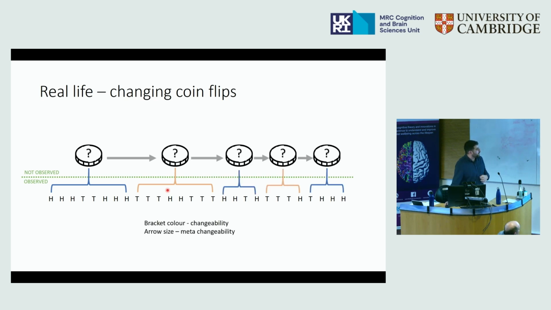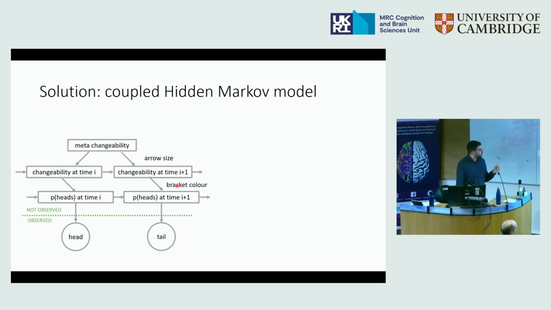And finally, you might also infer that this switching between p heads being high to p heads being low seems to happen at different rates during the course of these trials. So the fact that the brackets are different color, this orange and blue, indicates that there's some changeability. And we can define this meta-changeability based on the arrow size. So how often do the brackets go from blue to orange? Now, to formalize this in a graphical model, which is a little bit of a wordy one at the minute, but bear with me, we can see that from what we observe a sequence of heads or tails.